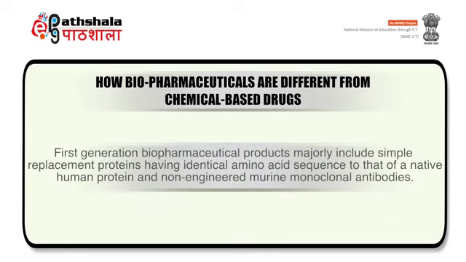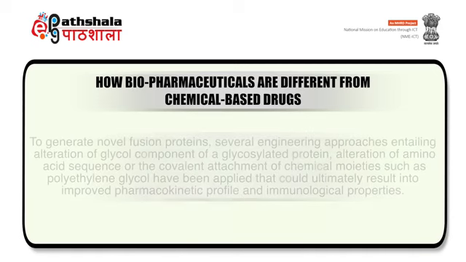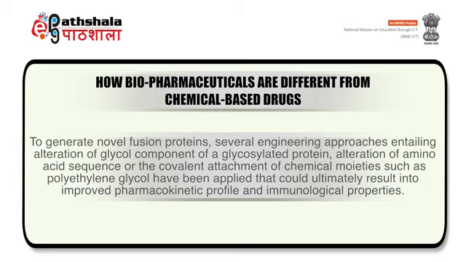The majority of first generation biopharmaceuticals are unengineered murine monoclonal antibodies or simple replacement proteins displaying an identical amino acid sequence to the native human protein. Modern biopharmaceuticals are engineered second generation products. Engineering can entail alteration of amino acid sequence, the glycan component of a glycosylated protein, or the covalent attachment of chemical moieties such as polyethylene glycol. Engineering has been applied to alter the immunological or pharmacological profile of the proteins or to generate novel fusion products.